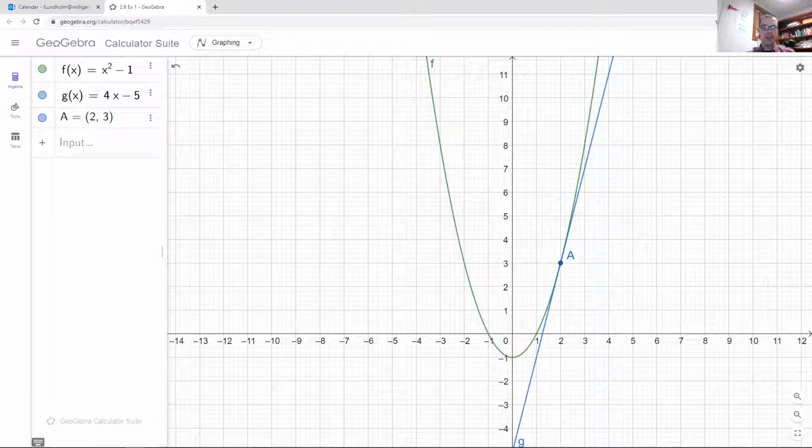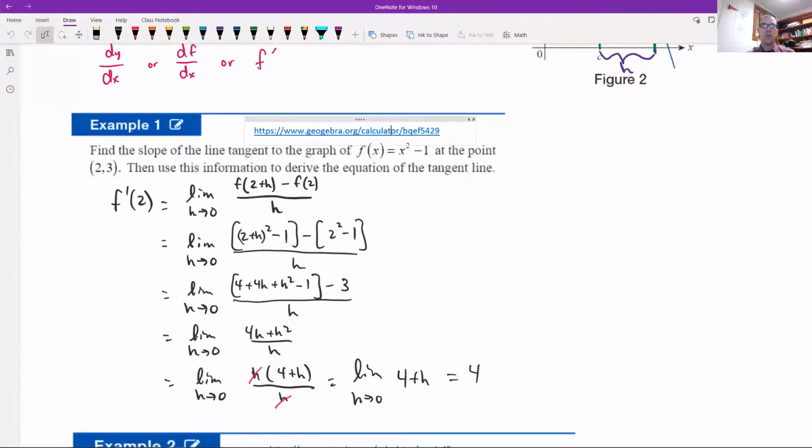Let's go back to OneNote. Now, at this point, because f prime of 2 equals 4, we know that the slope of the line needs to be 4, but it does ask us to use this information to derive the equation of the tangent line. And the information we have now is a slope and a point. So we should use point slope form.